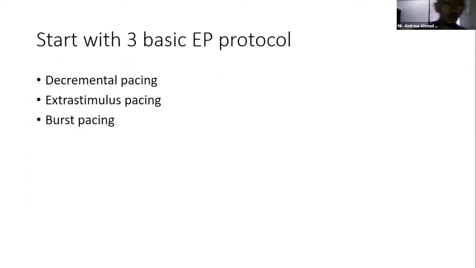Usually, to induce the tachycardia, we have three basic EP protocols. First is decremental pacing. We start pacing at maybe 400 milliseconds and decrement by 10 milliseconds until loss of capture or ERP. Extra stimulus is a drive train of 8 beats at 400 drive, and then one extra stimulus or two extra stimuli. And then there is burst pacing, which is like ICD burst pacing.